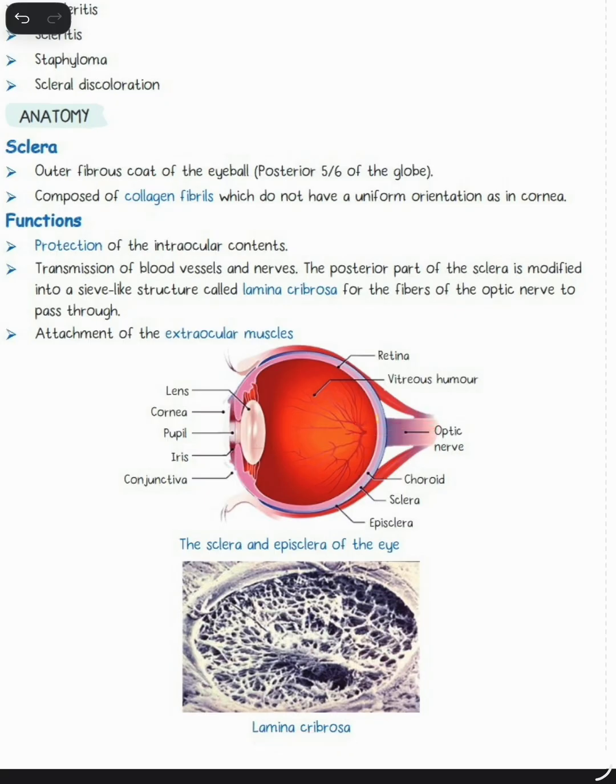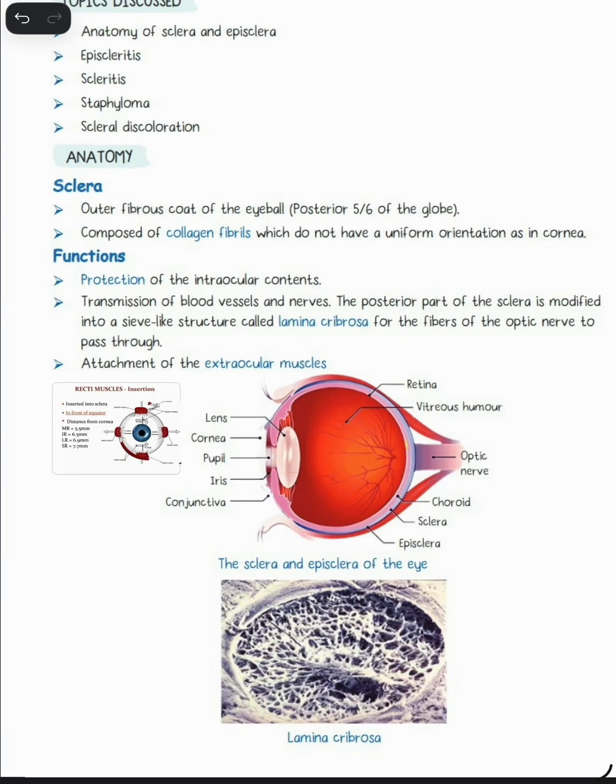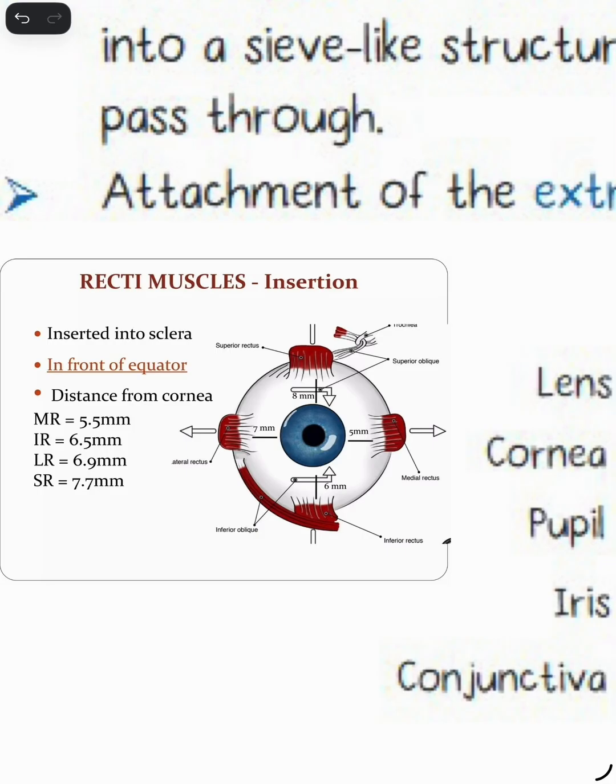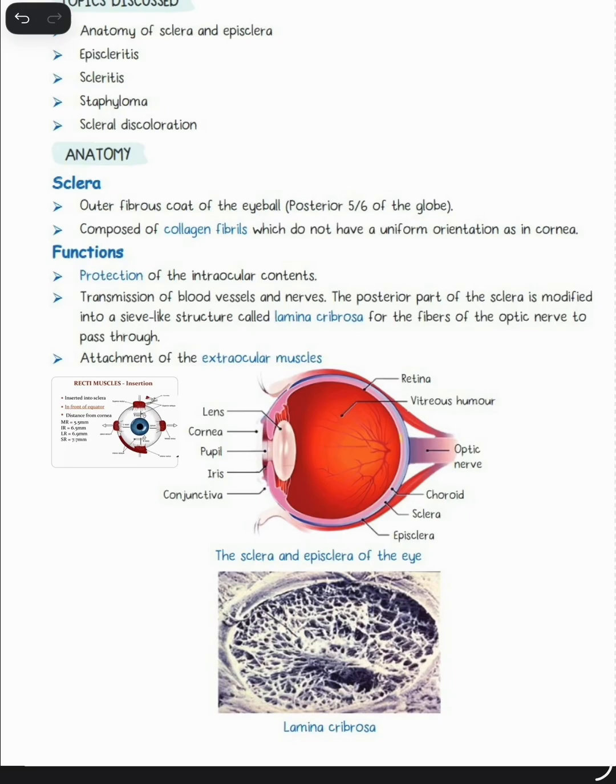And the third function is the attachment of the extraocular muscles. So all the recti muscles are inserted into the sclera, due to which it helps the movement of the eyeball in different directions. The sclera is opaque, but it has important functions like the protection of the intraocular contents, transmission of blood vessels and the nerves, and the attachment of extraocular muscles.